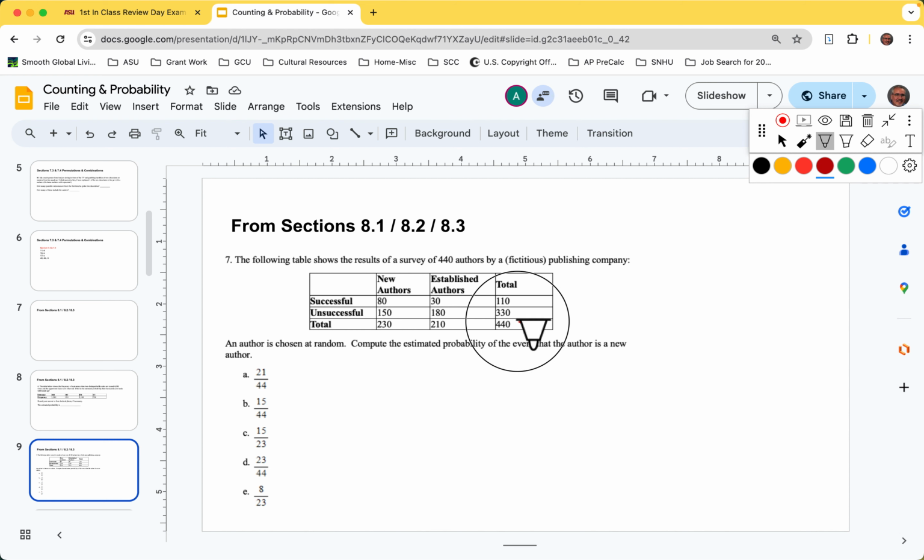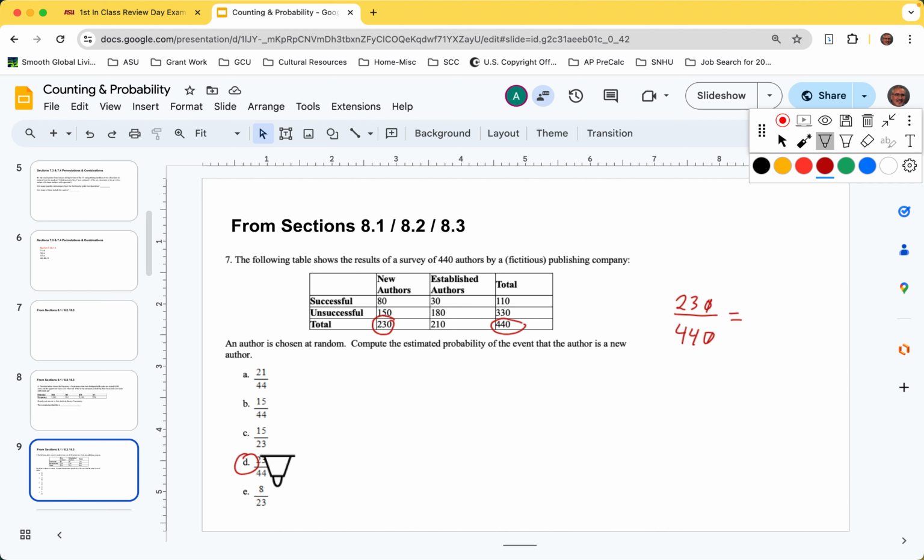Okay, how many total authors? So total, both established and new authors. Authors just chosen at random, any of these. How many new authors are there? It doesn't even talk about successful or unsuccessful, it doesn't matter. These are the new ones. All the new ones. And so then we can divide both of these by 10, so 23 over 44, and that is one of the answers.